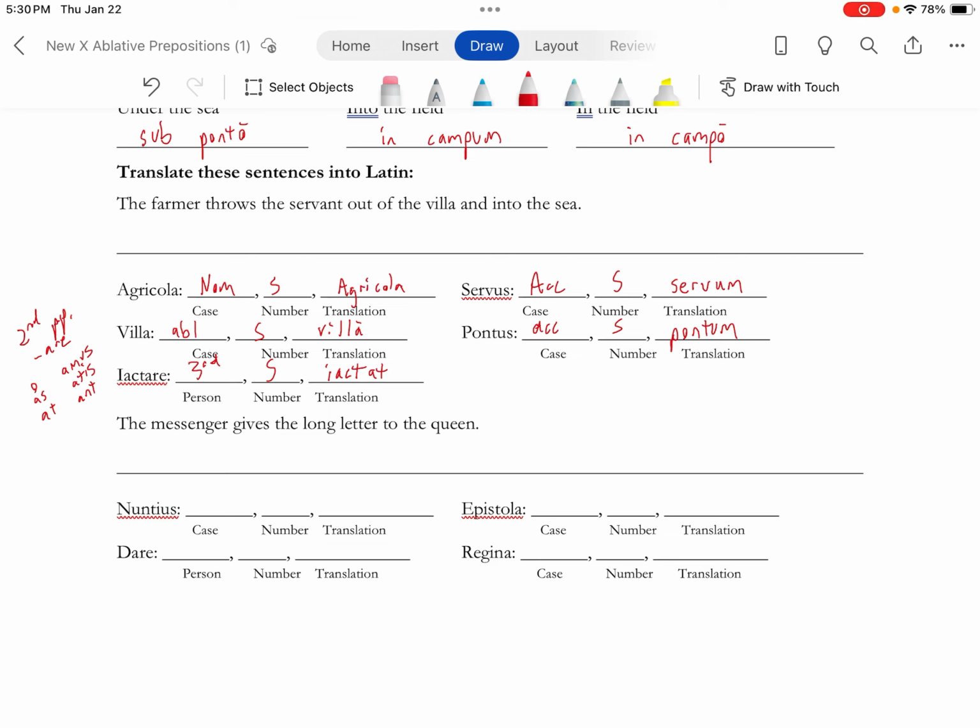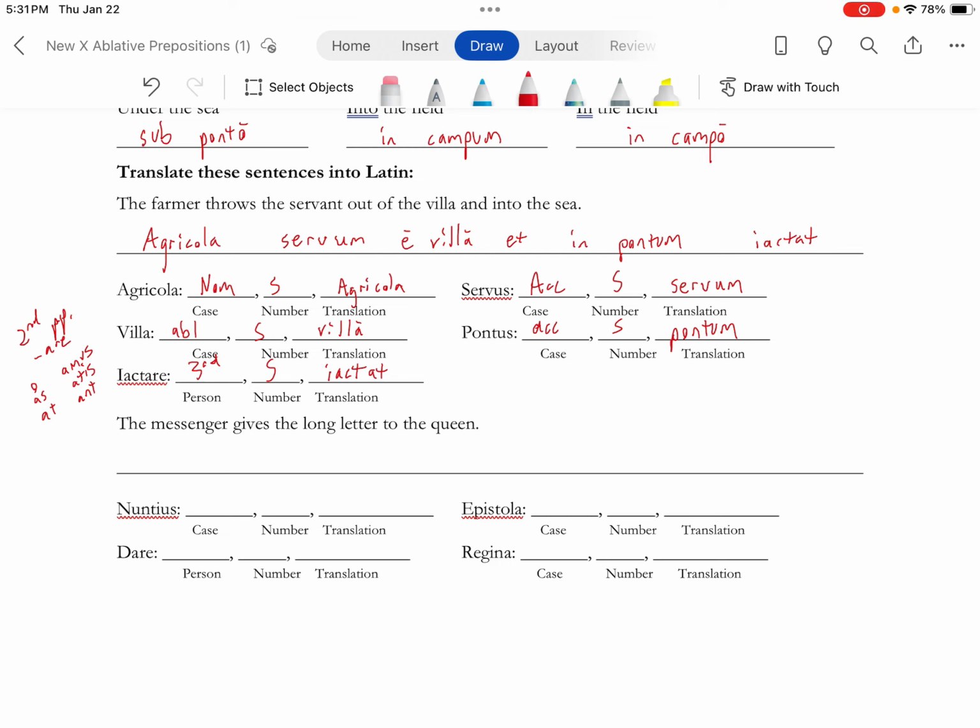And so now we got our words. We can pretty much throw most of them in there. So farmer, take it from the bottom. Agricola, throws. We'll put that verb at the end, iactat. All right, the servant, get him down from there. So servum. Out of the villa, a villa. And into the sea, in pontum. So if you do that legwork down beneath, it's going to make that sentence writing a whole lot easier.